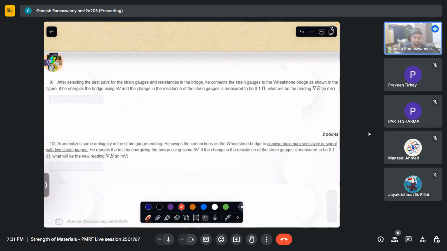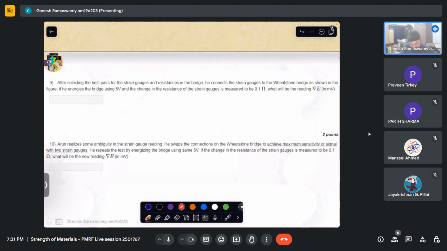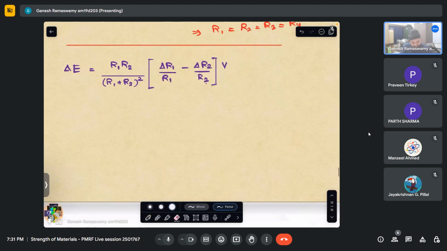He connects the strain gauges to the Wheatstone bridge as shown in the figure, and he energizes the bridge by 5 volts. So the input voltage V that he gave was 5 volts. And the change in the resistance in the strain gauges is measured to be 0.1 ohms. What will be the reading of delta E is what is asked. So this is 5, this is 5. We already know R1, R2 are all 250. The change in resistance, he has measured it to be 0.1 ohms.